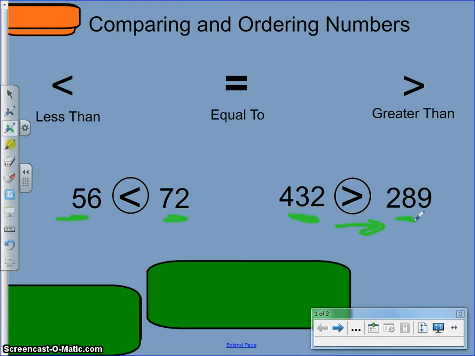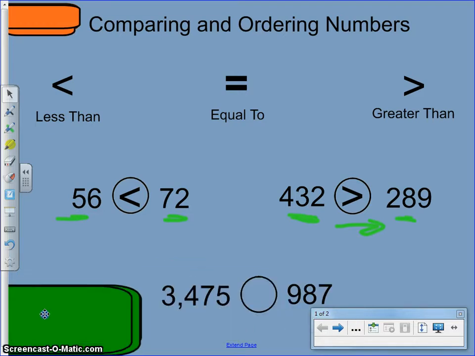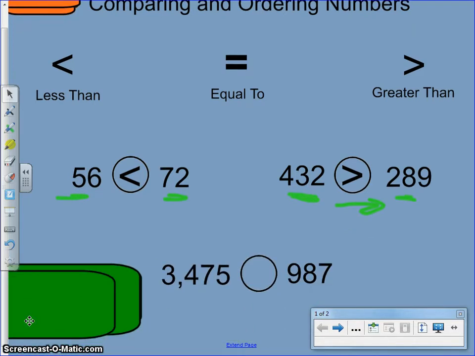Okay? Now there's two things to remember when you're comparing numbers. The first is you want to use the proper symbol. You can't get the less than and the greater than symbols confused. The opening is always going to eat the bigger number, and the point of the arrow is always going to point to the smaller number. So if the smaller number is on the left, like in the first example down here, then we're going to use the less than symbol. If the bigger number is on the left, then we're going to use the greater than symbol.